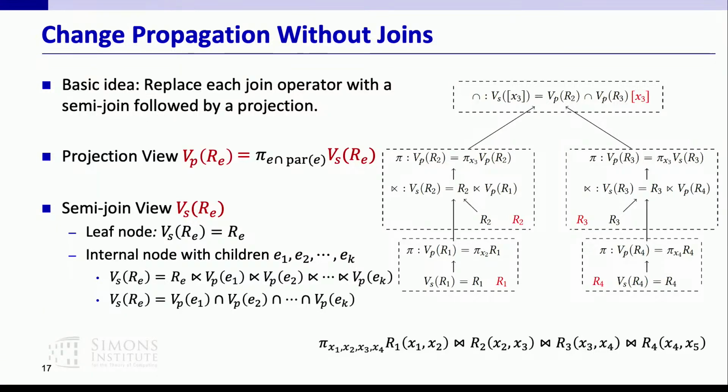Xiao, this is not the change propagation. This is like a full. Yeah, because we want change propagation without joins. Yeah. No, but what you are describing is not yet the delta computation. This is just the full enumeration. Yeah, exactly.